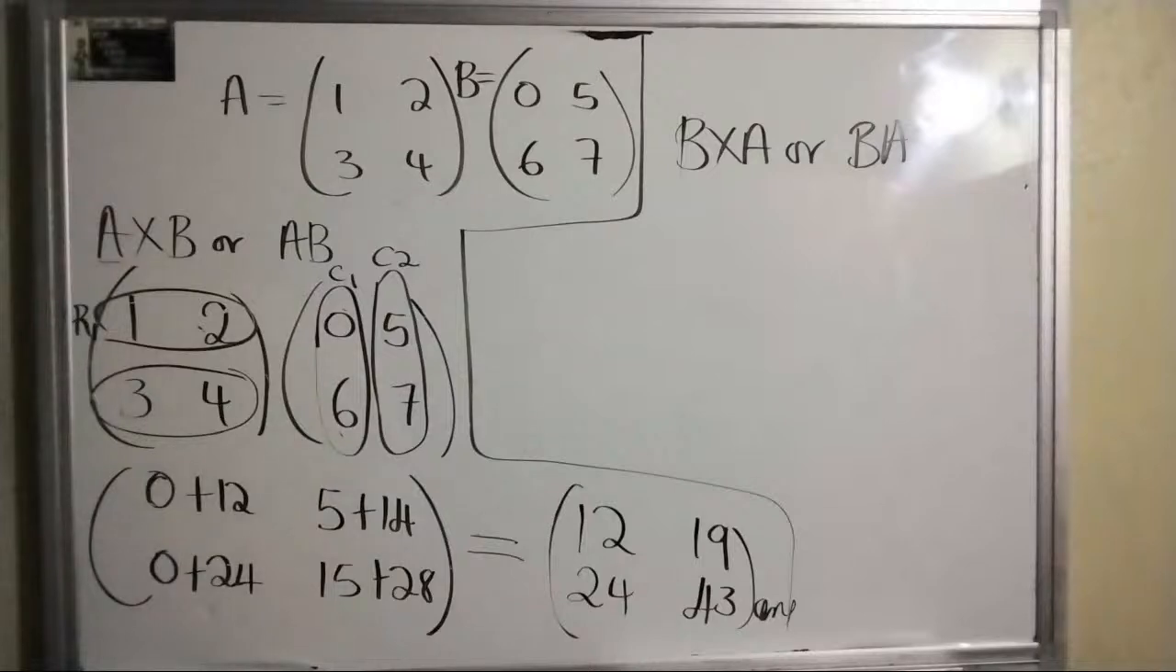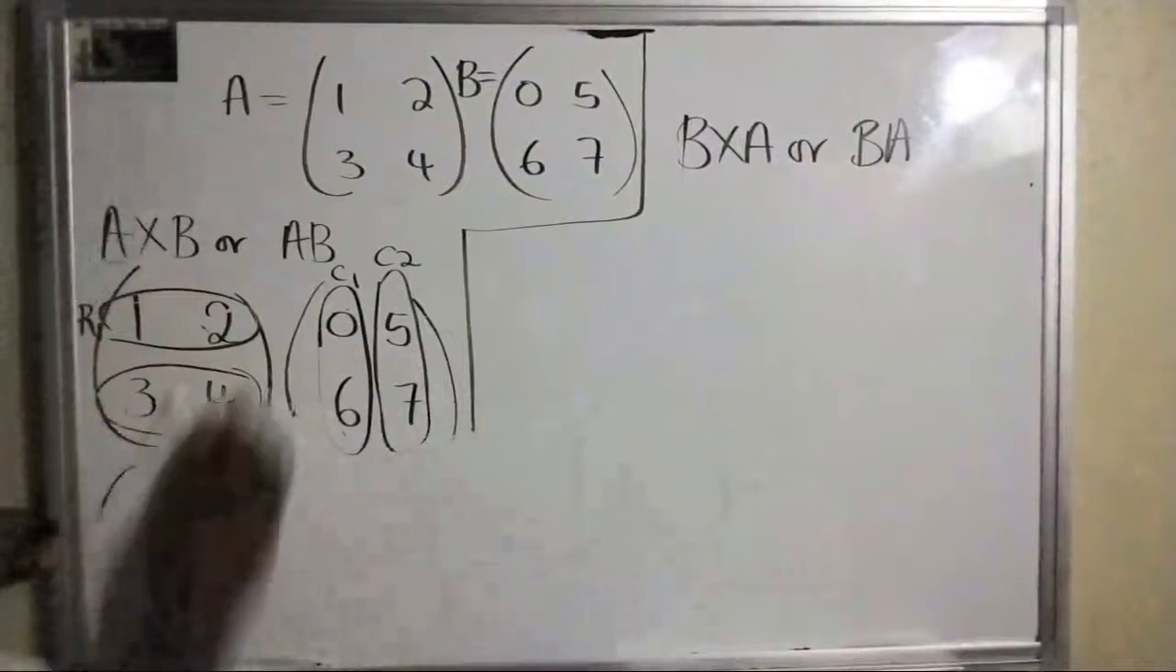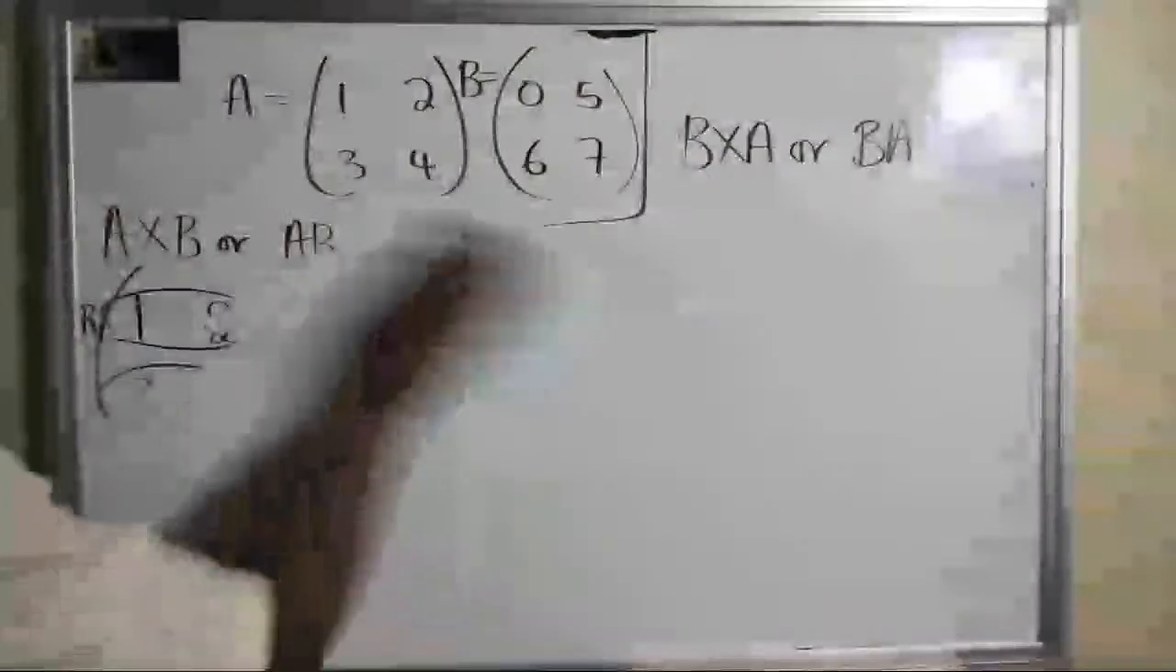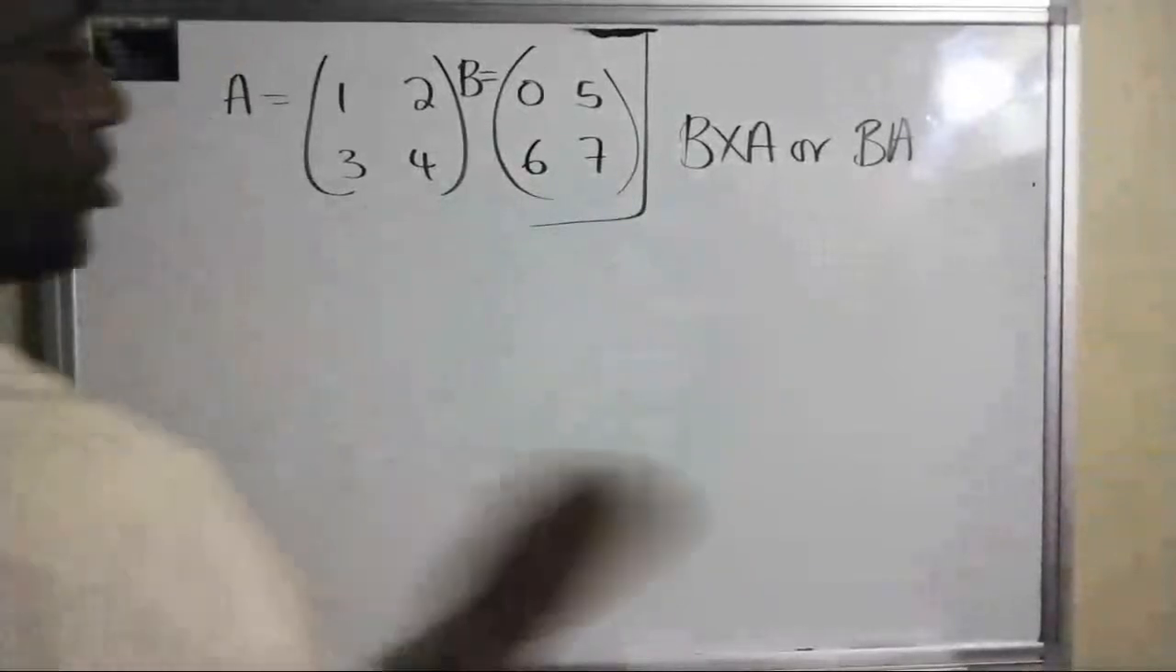Alright, I'm going to clear this. Then we'll do B times A. And then we're going to look at scalars. But I want to get this tonight, you know, guys.